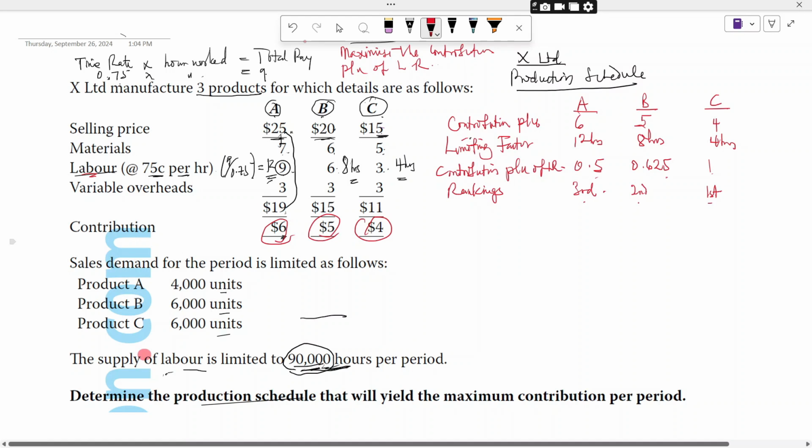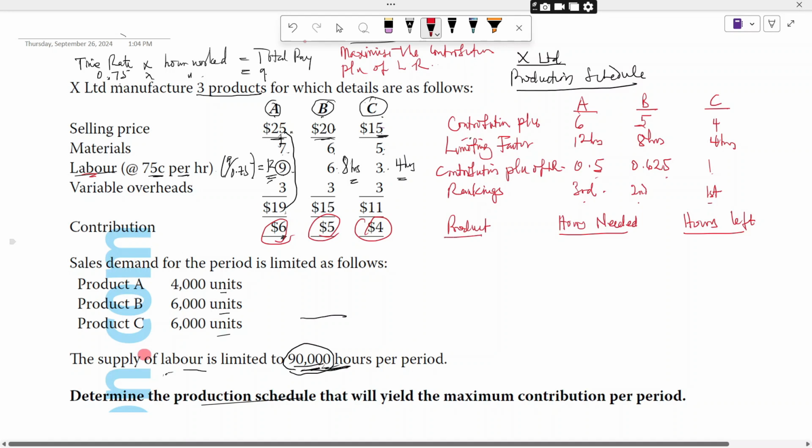So let's look at the production schedule. So we'll look at products, hours needed, hours left. This is basically the three main things that you need.